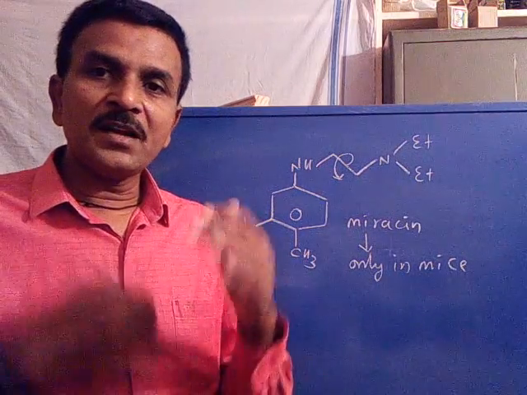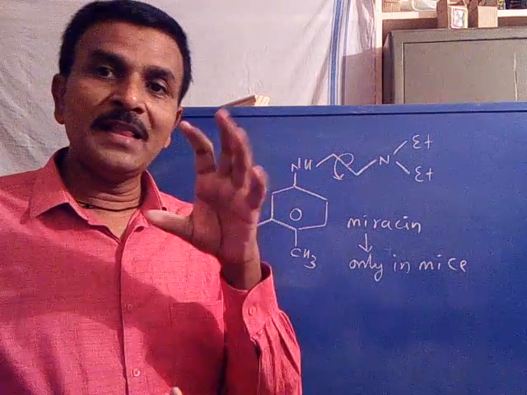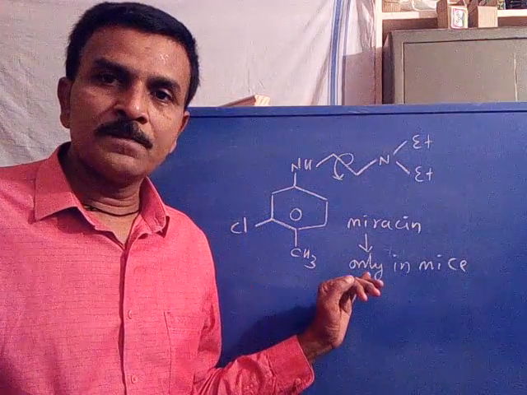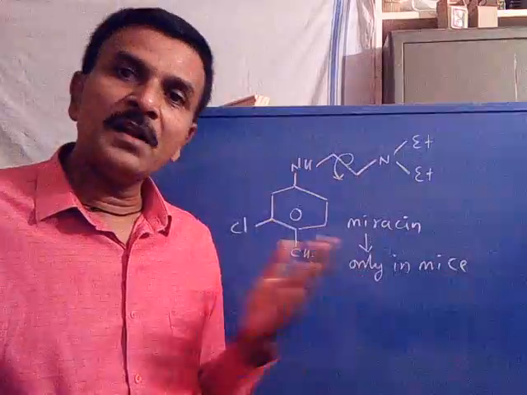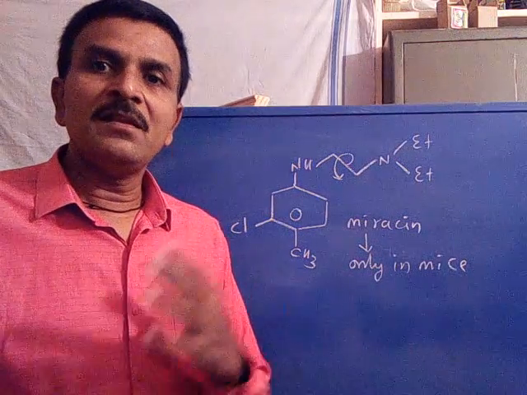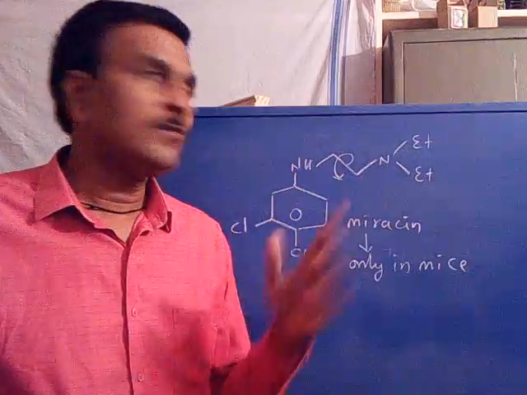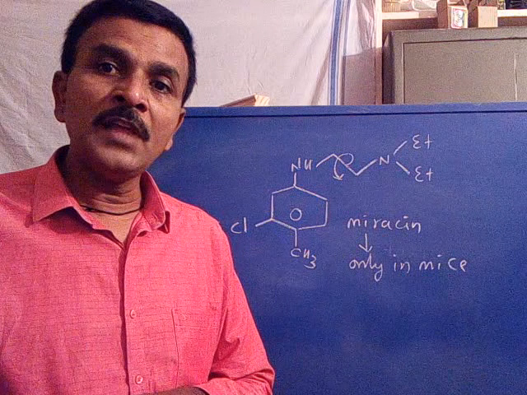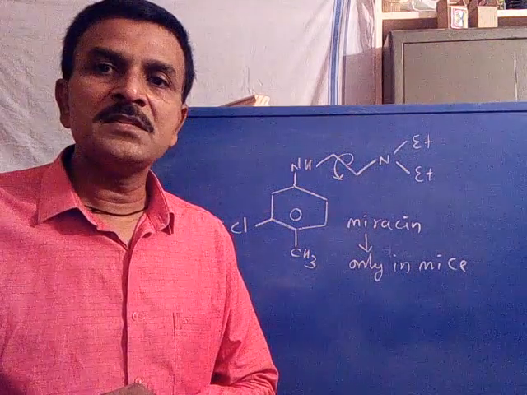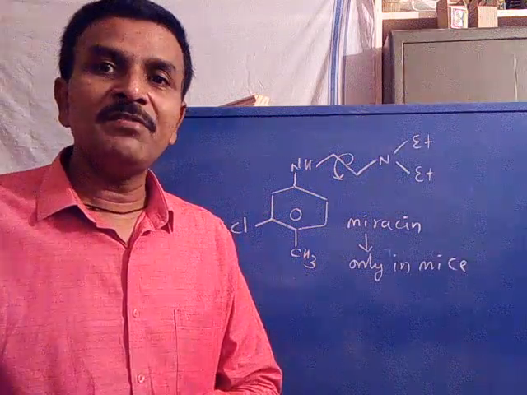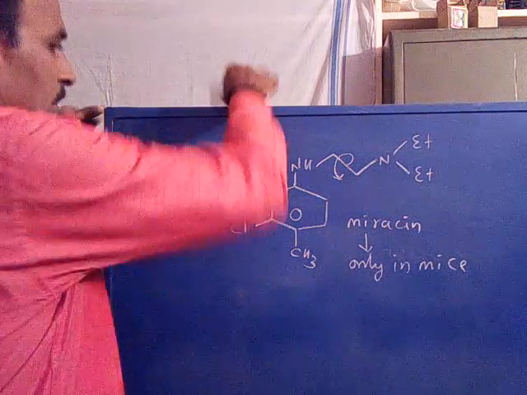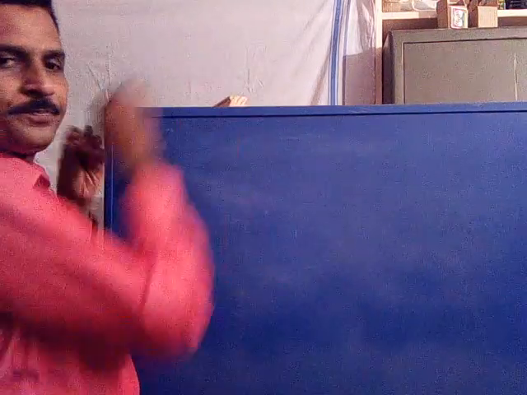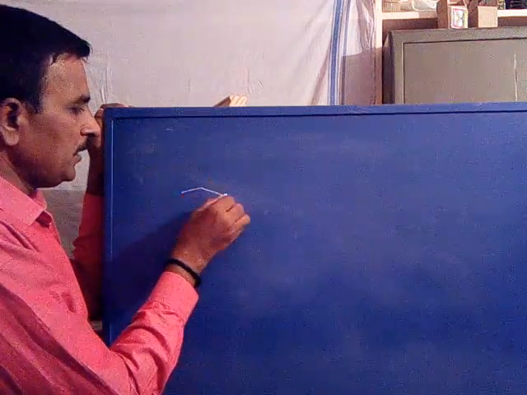Therefore, its conformational change is restricted by the process of rigidification. Are you following? It is active but not in human. What is the reason? The reason is the flexible bond in the side chain that leads to conformational change. Therefore, its conformational change is restricted by rigidification. Now, it can be rigidified in two ways.